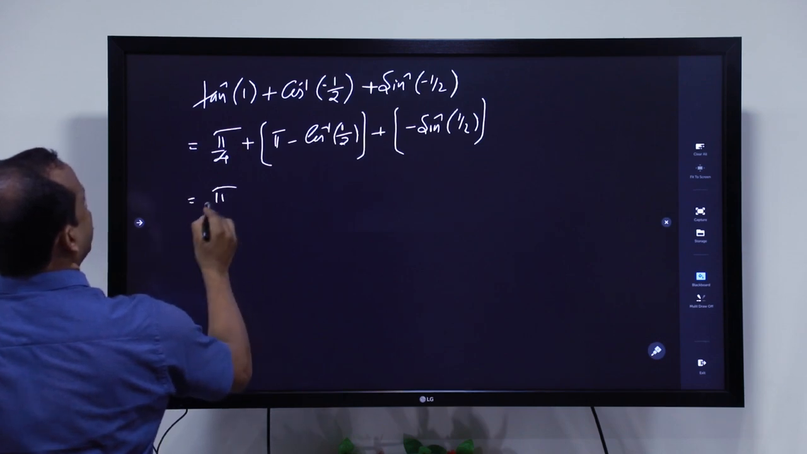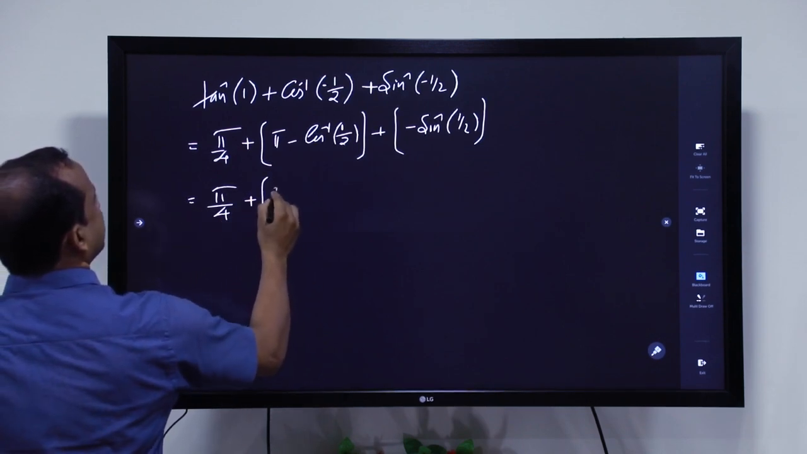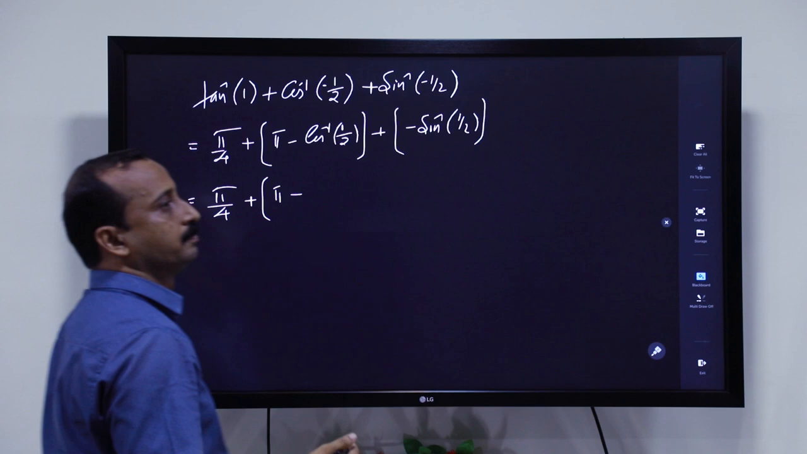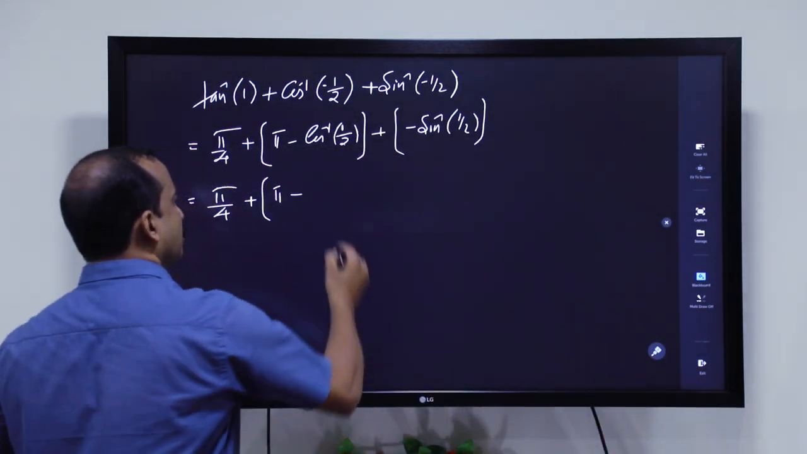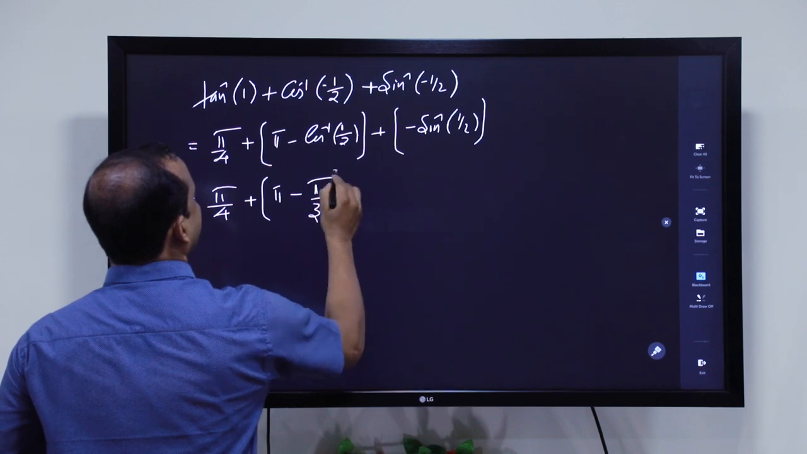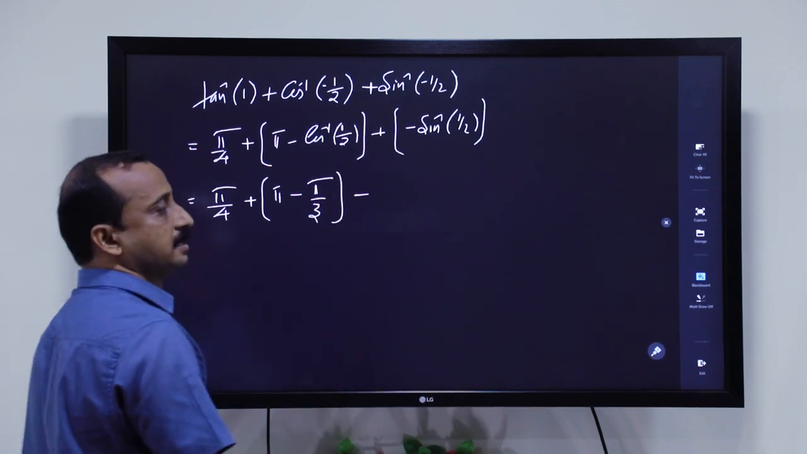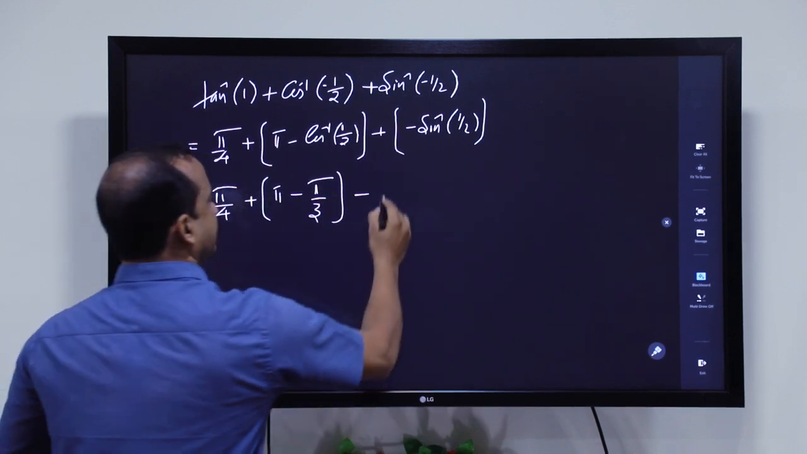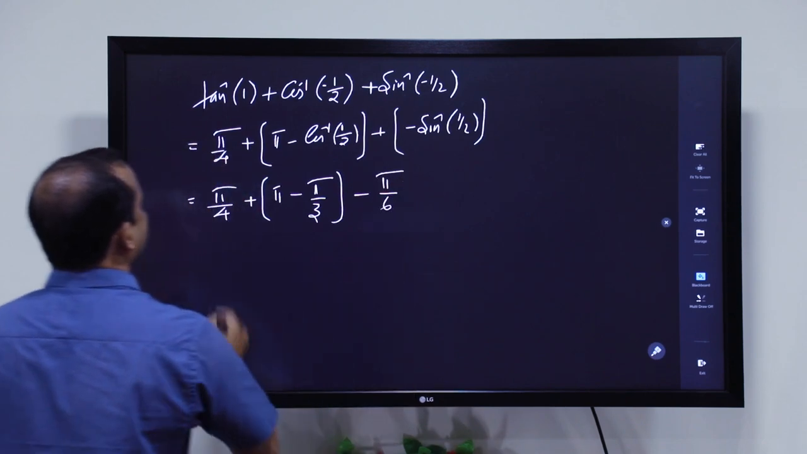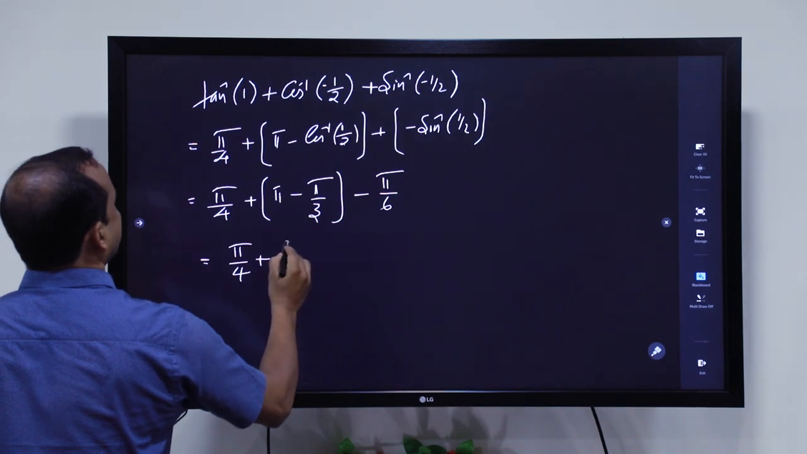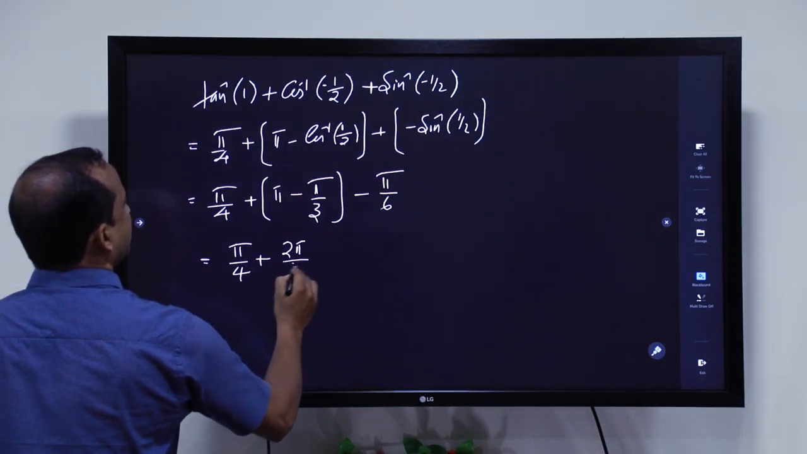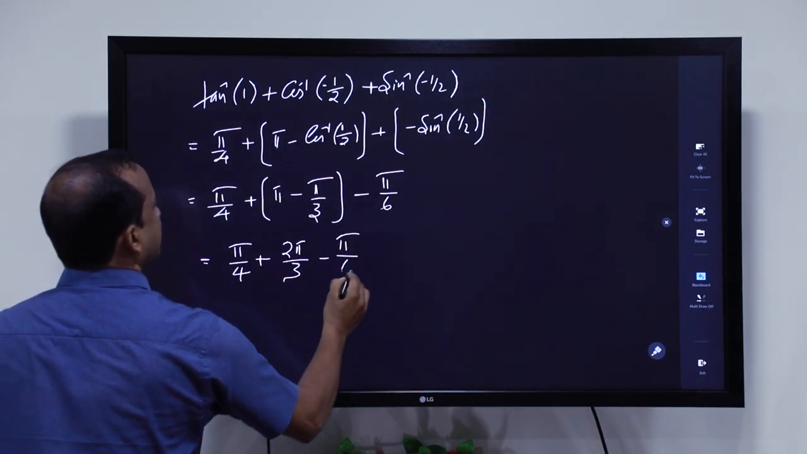That is equal to pi by 4 plus pi minus cos inverse 1 by 2. Cos is the angle of 1 by 2 among 30, 45, 60. That is 60, and 60 is pi by 3. Minus, plus into minus, minus. Sin 1 by 2 corresponds to 30 degrees. 30 degrees is pi by 6. That is equal to pi by 4 plus 3 pi minus pi. That is 2 pi by 3 minus pi by 6.